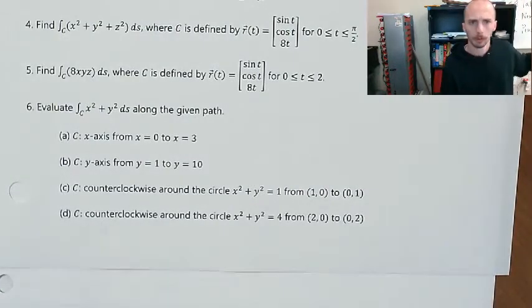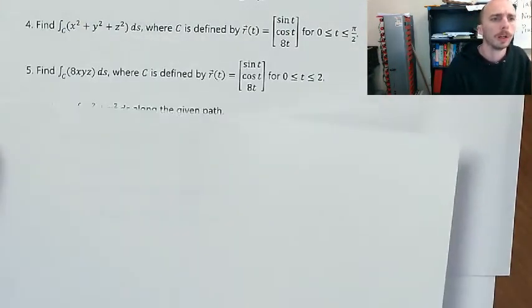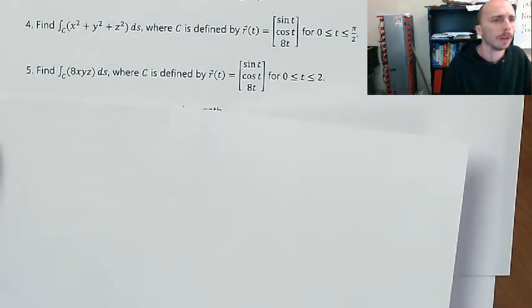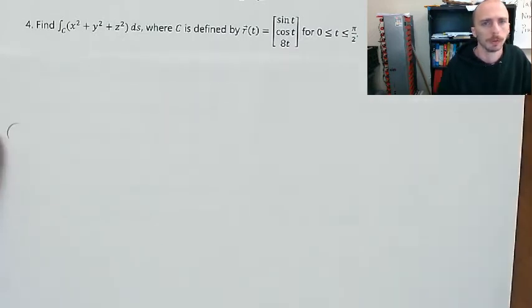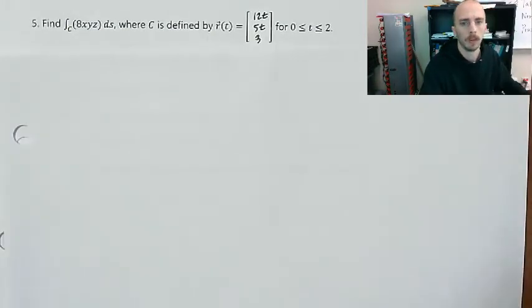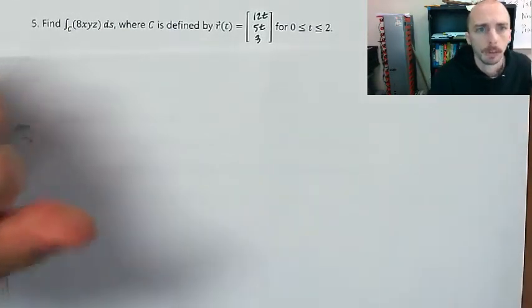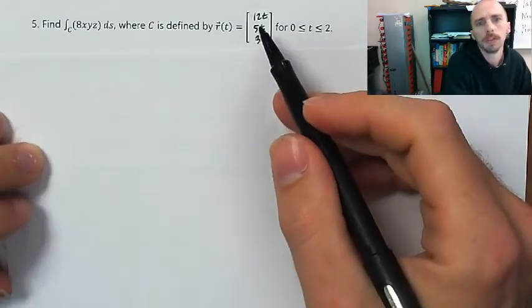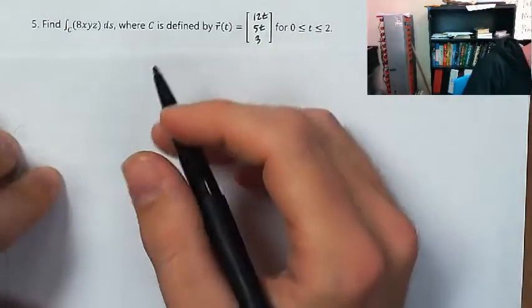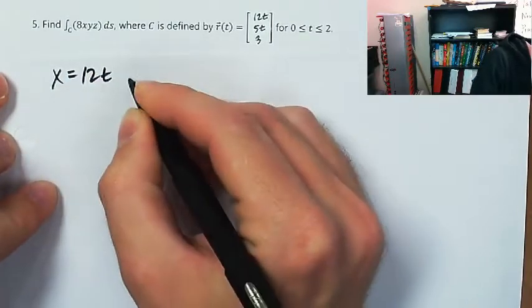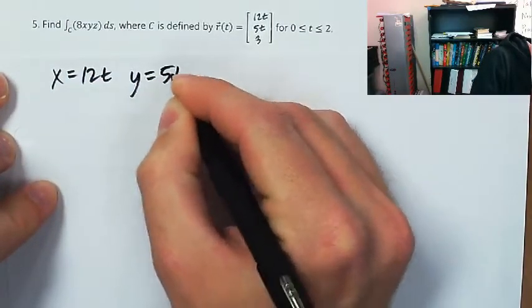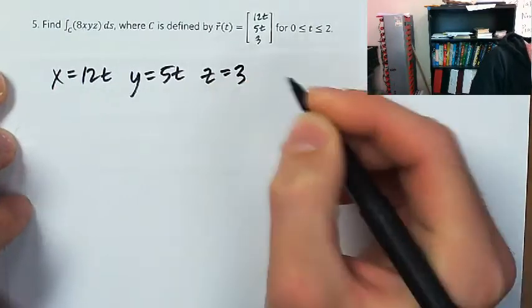All right, this actually went more quickly than I expected. Wait a second. I feel like I copied this problem wrong, or, you know, when I made the homework. Doesn't look right. Yeah, I definitely copied that wrong out of the textbook. So it was like 12t, 5t, and 3. So, all right, x is 12t, y equals 5t, z equals 3.